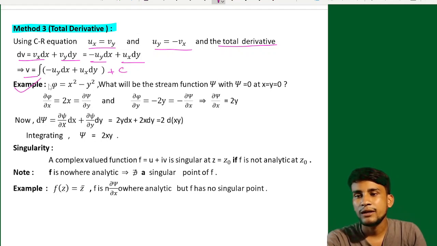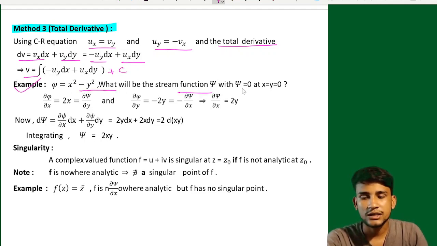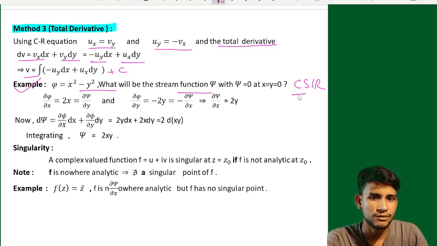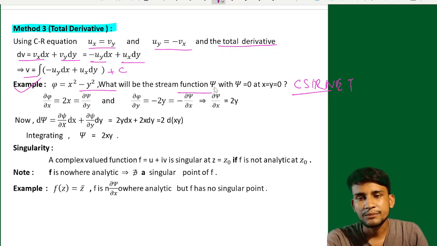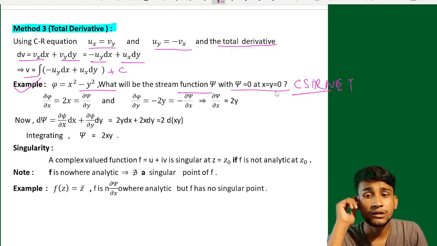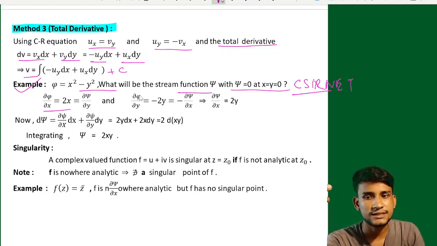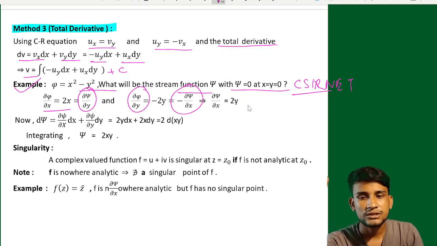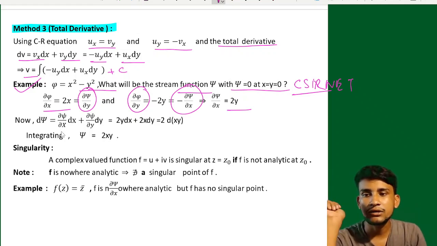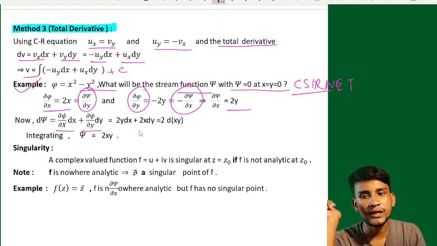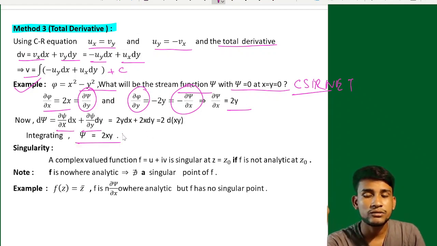For example, if phi equal to x square minus y square is a stream function, this is a problem from CSIR NET, with psi equal to 0 at x equal to y equal to 0. We first find phi x and phi y. So phi x equal to 2x, and since this satisfies the conditions of analyticity, that is the CR equations, we can calculate phi x in terms of psi y and phi y in terms of psi x. This is equal to 2y. Now we put d psi equal to del psi del x dx plus del psi del y dy and find the value of psi. So psi equal to 2xy.